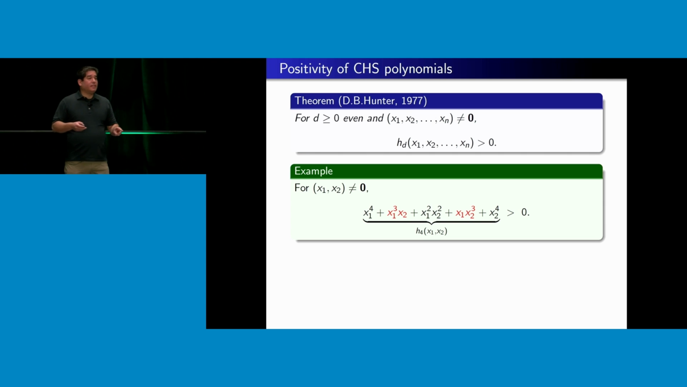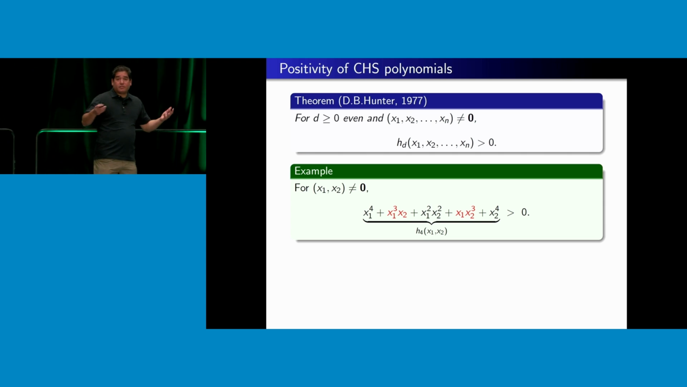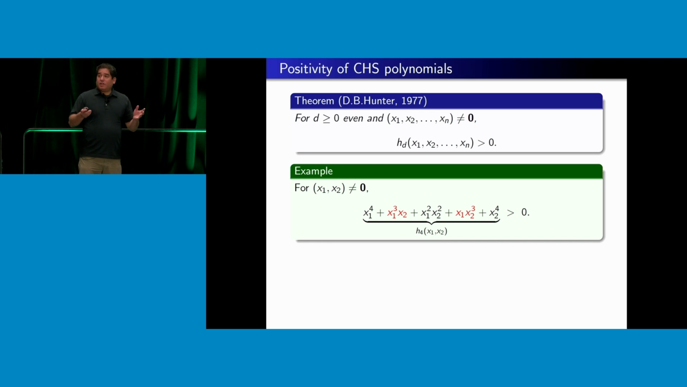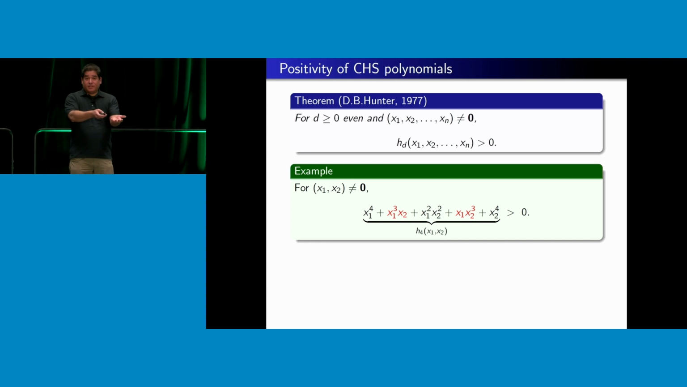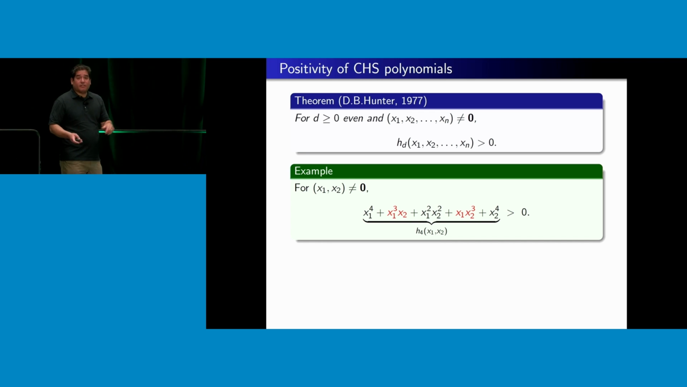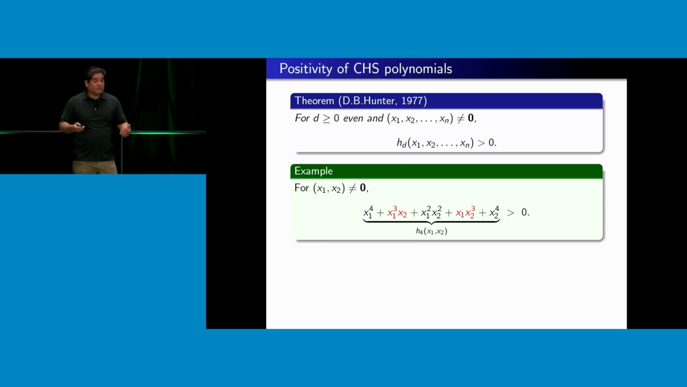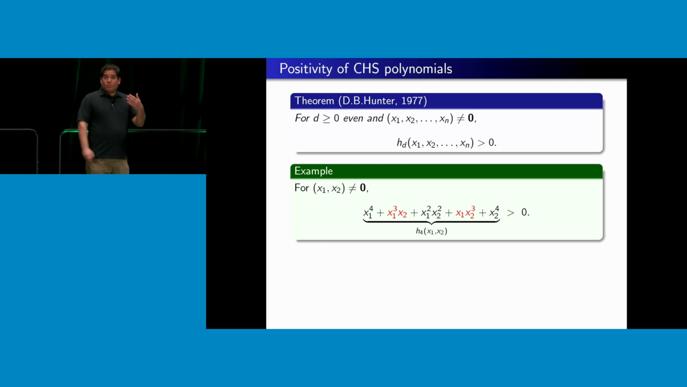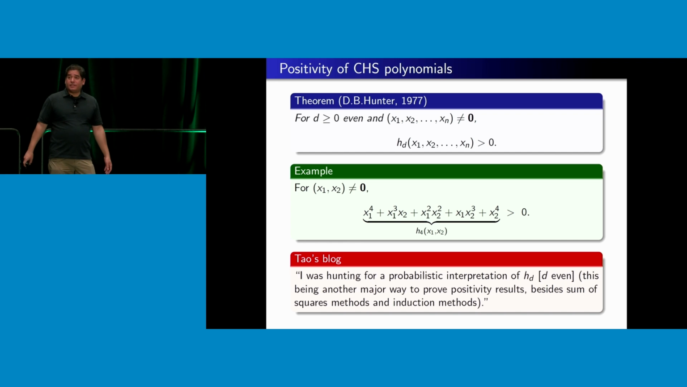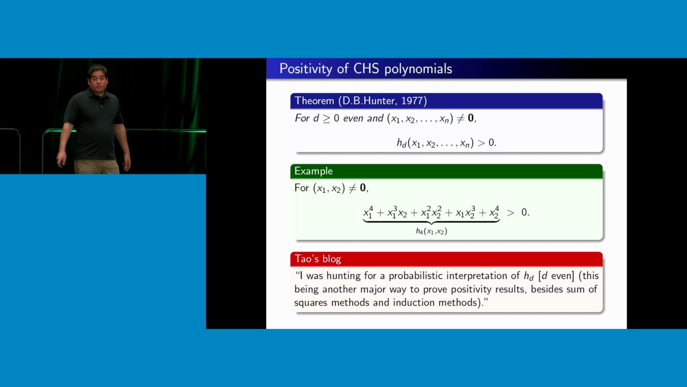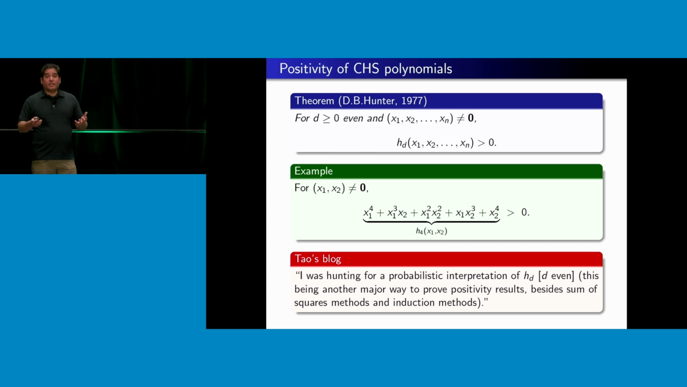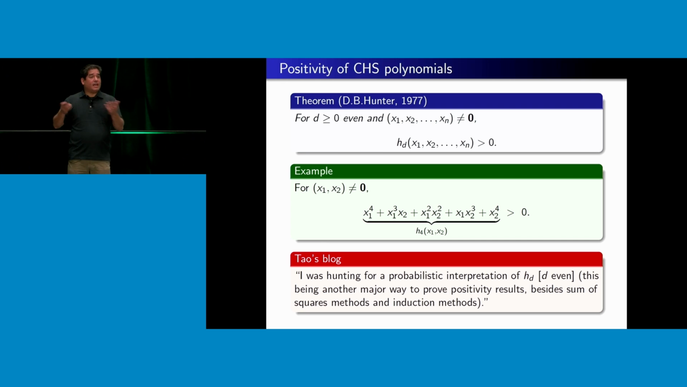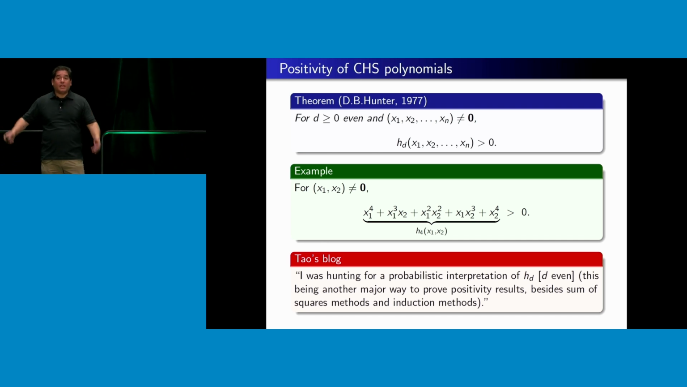So Hunter's positivity theorem, that the even degree CHS polynomials are strictly positive functions, has some non-trivial content because there's some squares in there, which are definitely positive, but there's some negative stuff. So there's some fight going on, but the positive stuff always wins. And when you Google something, often one of the first sources is Terry Tao's blog. So that's where I first learned of Hunter's theorem. And in the comments, one of the things he asked was, is there a probabilistic interpretation of Hunter's theorem? Because probabilistic interpretations are often one way of proving that this or that is positive, because it's a probability or related to a probability.